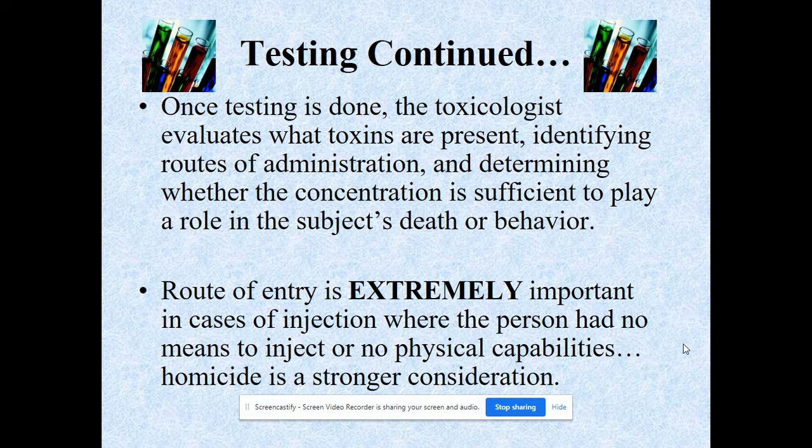Now, the route of entry is very important. It's extremely important in cases of injection where the person had no means to inject or no physical capabilities to inject themselves. In that case, homicide is a stronger consideration. So in other words, it's not something the person chose to do. It was something that was done to them.